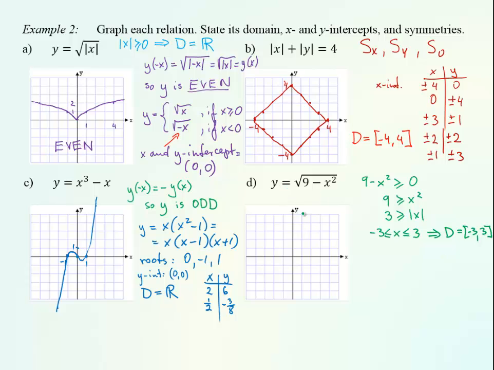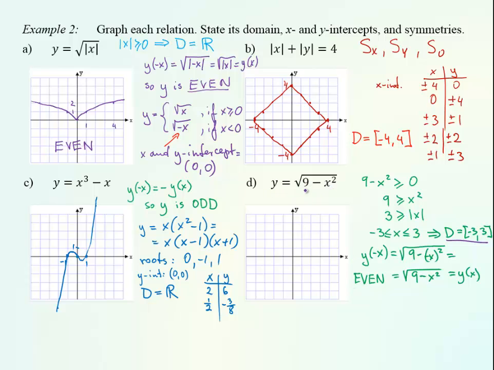Now, is this function even or odd? So we need to find out, is y of -x the same as y of x or the same as -y of x? Well, if I plug in -x for x, the square will annihilate the sign, and you really end up with the same as the original y of x. So that means that y is even. Okay, let's try to graph it.